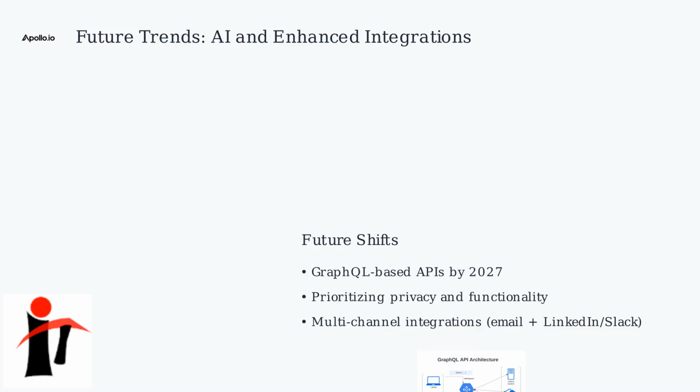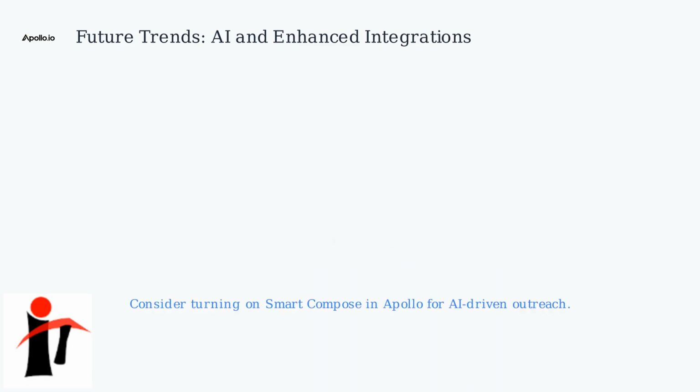Apollo's roadmap suggests full API deprecation of IMAP/SMTP by 2027, with multi-channel integrations combining email with platforms like LinkedIn or Slack expected to grow. Consider turning on the Smart Compose feature in Apollo for AI-driven outreach to take advantage of these advancements.